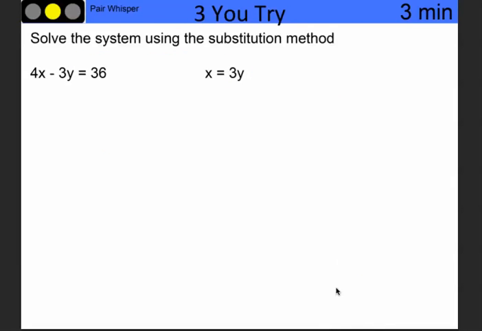Alright, try this next one on your own. Pause the video, and then come back when you're done. Alright, so again I see that x is equal to 3y, so I can substitute this into the other equation. I have 4x minus 3y is equal to 36.